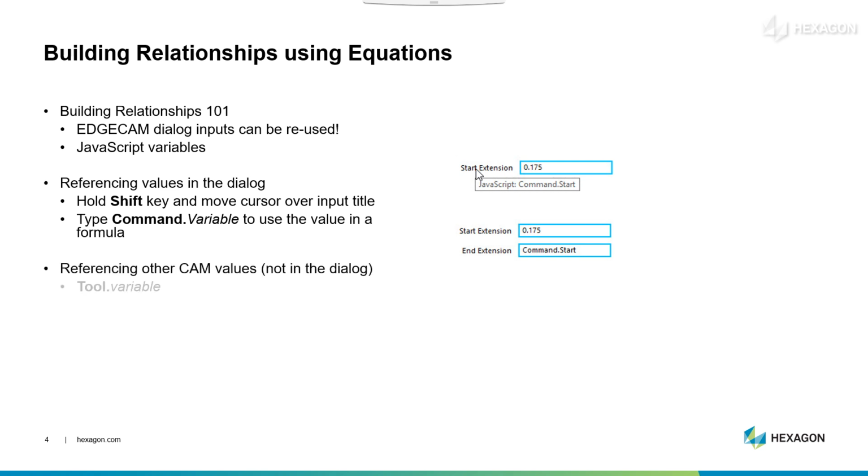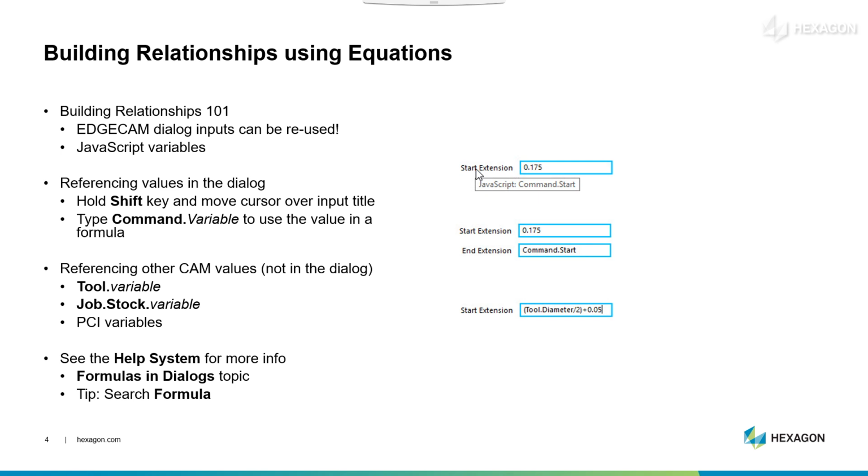It's also possible to reference other values which are not in the dialog. We showed one example where the tool diameter is used. It's also possible to reference setup information, such as the stock. It's also possible to reference PCI variables. Remember to use the help system as your technical reference. Search for the keyword formula and you'll locate the Formulas and Dialogs topic. Formulas and Dialogs provide EDGECAM users with the ability to directly input machining intent. Formulas and cycle dialogs are available across all license levels and to milling, turning, and wire EDM.